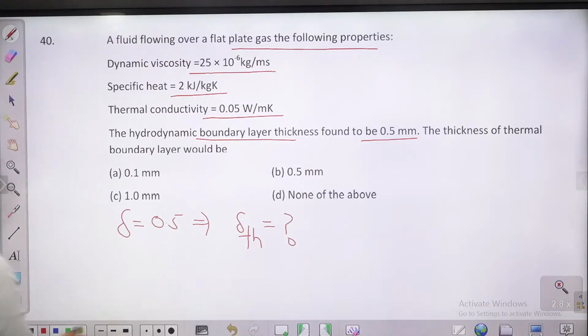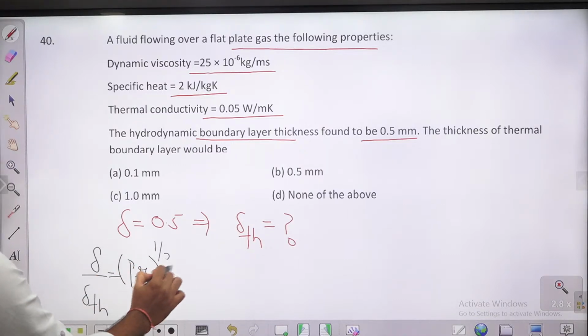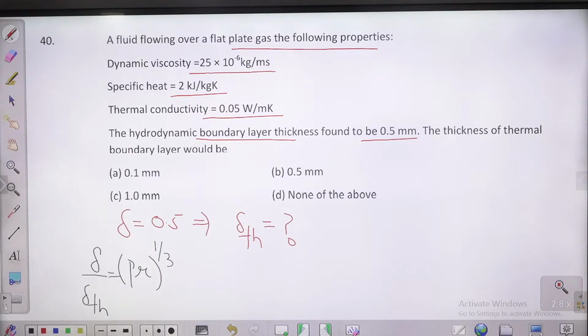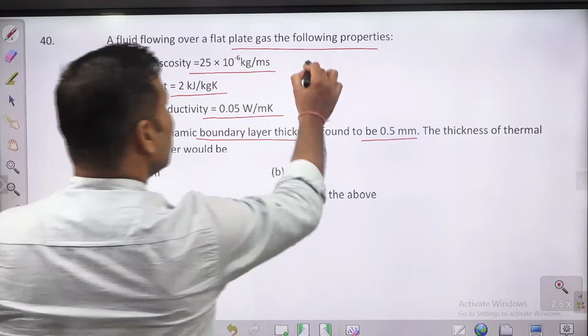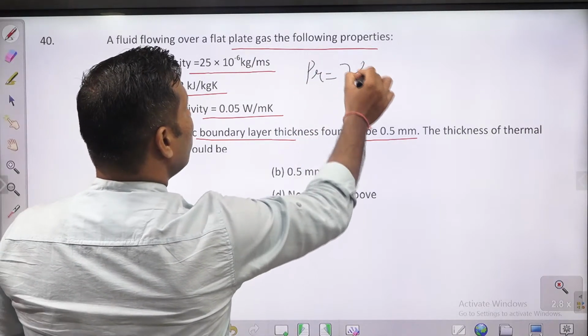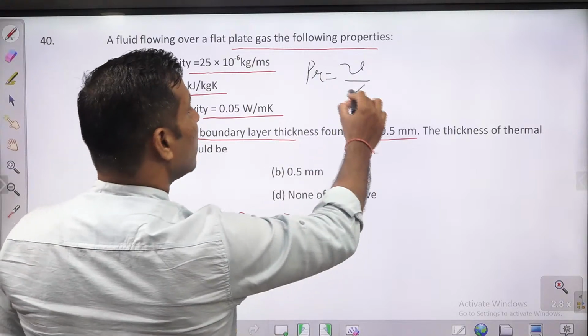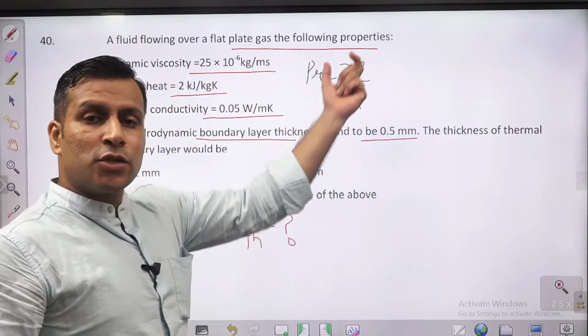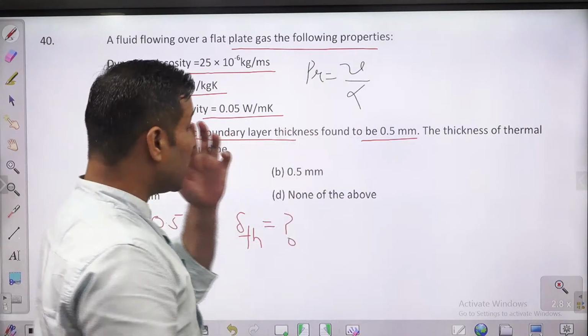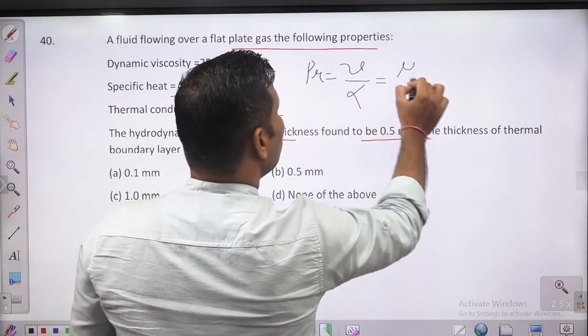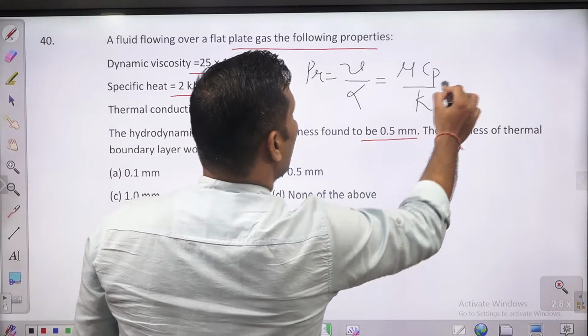You know, guys, we have a relationship: delta by delta thermal is equal to Prandtl number to the power 1 by 3. If you know the Prandtl number, you can easily calculate delta thermal. So Prandtl number is the ratio of momentum diffusivity, meaning the kinematic viscosity, to the thermal diffusivity, nu by alpha, and it is nothing but mu Cp by K.